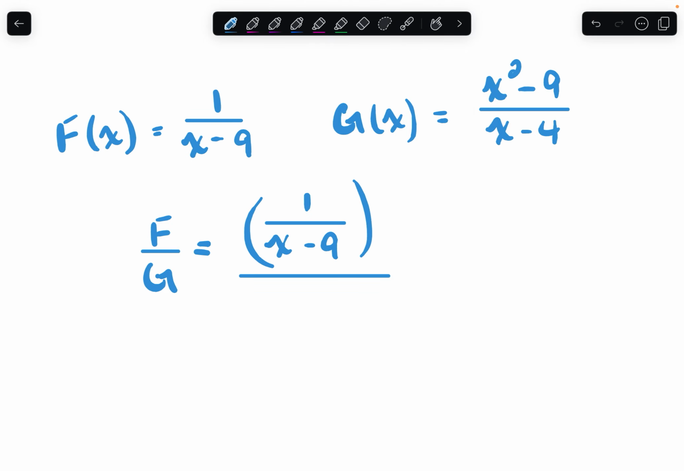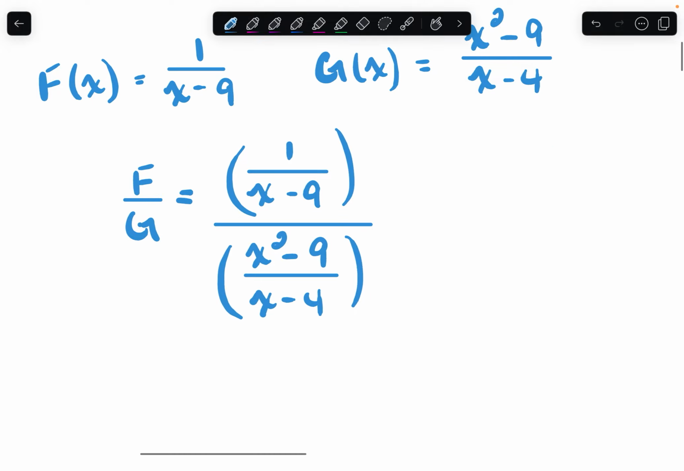And then I've got my big division bar, and then I'm going to go get g, and g is x squared minus 9 over x minus 4. All right, so in order to get the domain of this, we've got fraction overkill here. So first thing you've got is your baby denominators here. So if we're looking at this function, I see two things in a denominator right now. One is x minus 9, and 2 is x minus 4.